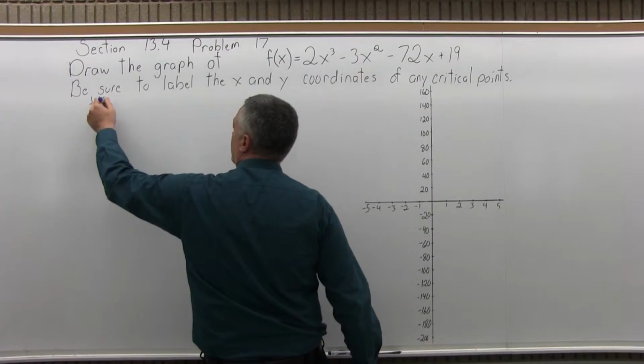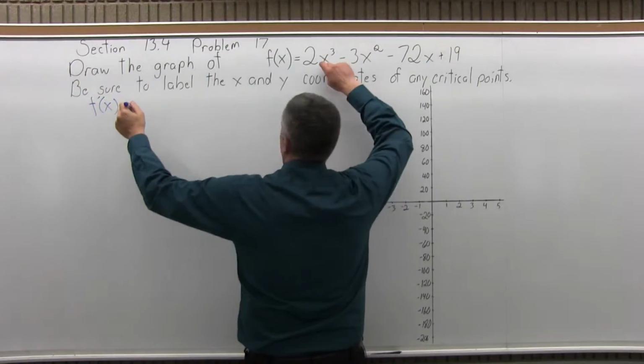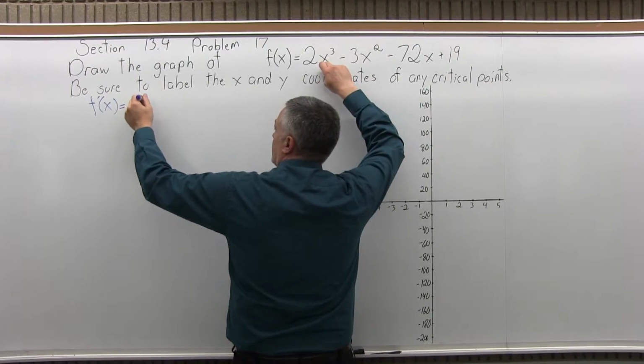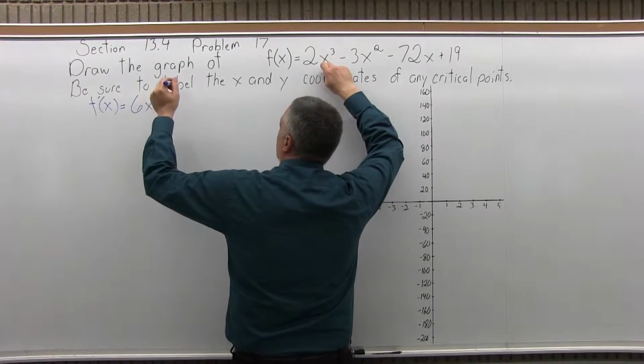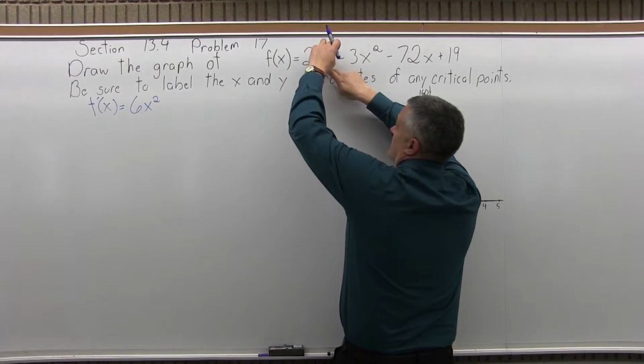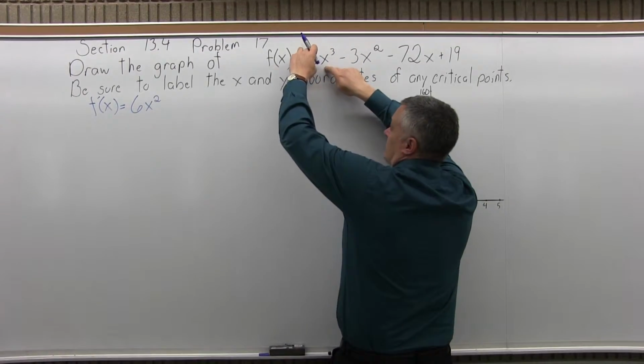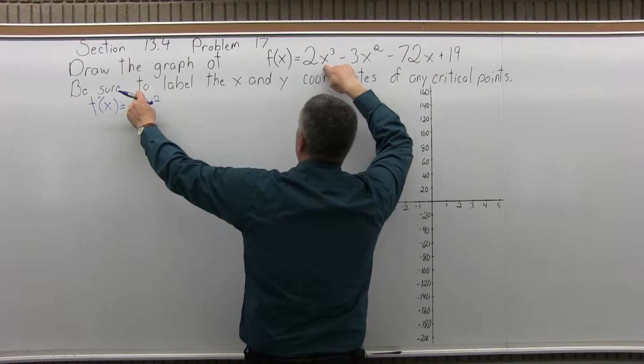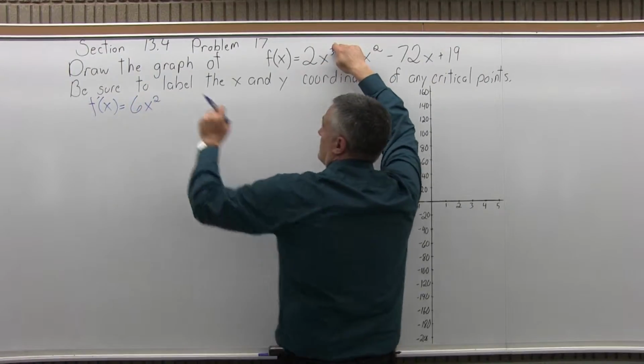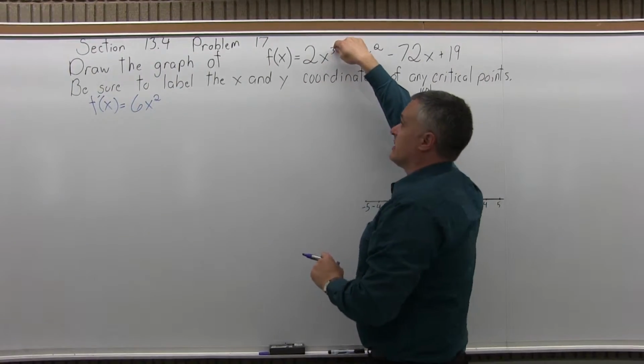So f prime of x equals the 2x cubed has a derivative of 6x squared. And again, what happens, the exponent of 3 comes down times the number in front, which is 2. 3 times 2 is 6. The exponent drops to one less power. The third power drops to a second power.